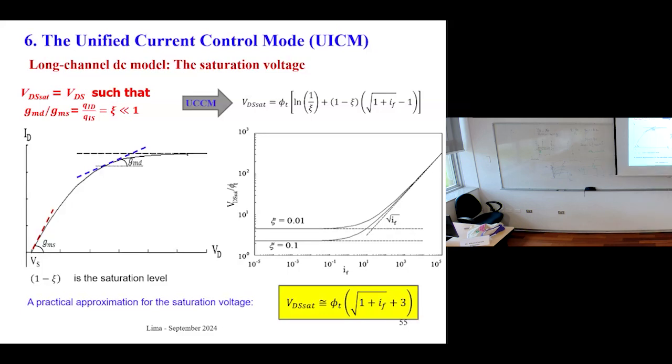Then, when this occurs, I'm going to define what I call VDS saturation. I come here, this is 1% of this one. I measure this voltage here, and I say that this is VDS saturation. This is the value of the saturation voltage for the drain to source. Then I put this in terms of the inversion level, and I have something like this.